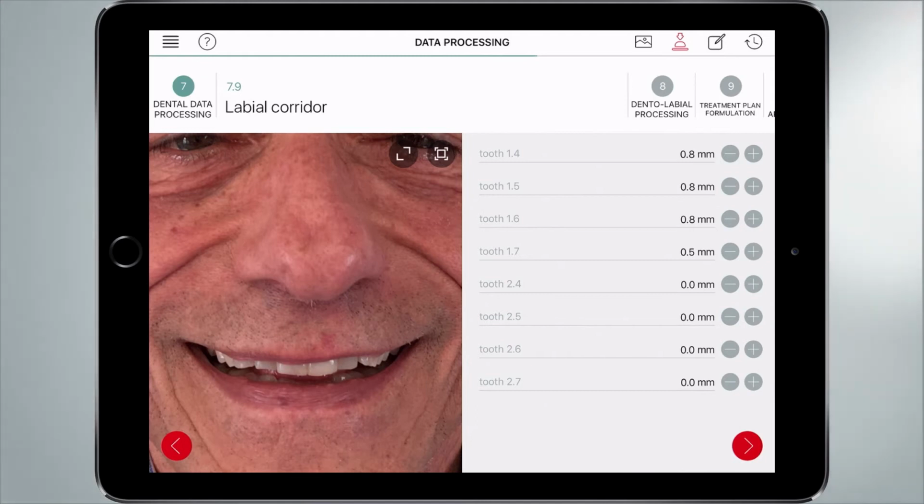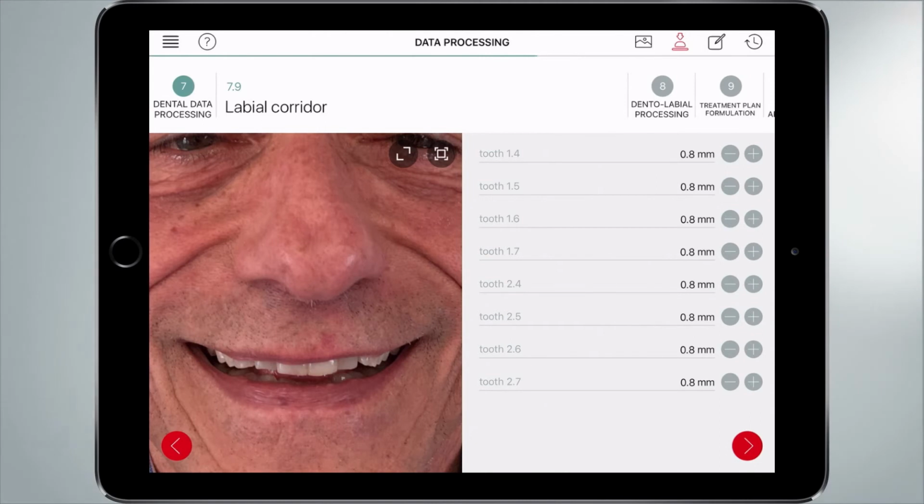Of course, if you have some little difference between one tooth and the other, the technician, when receiving the models, can of course detect this kind of little difference. They can work closely to these numbers and check it and modify if needed. So now 7.9 is finished.